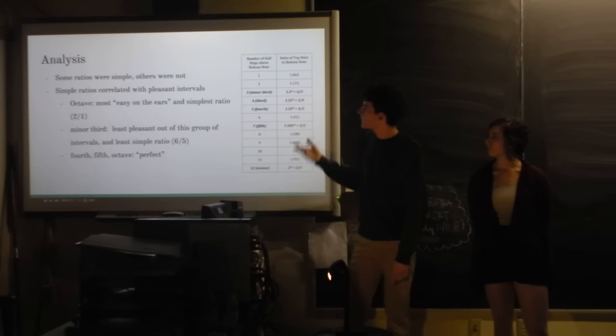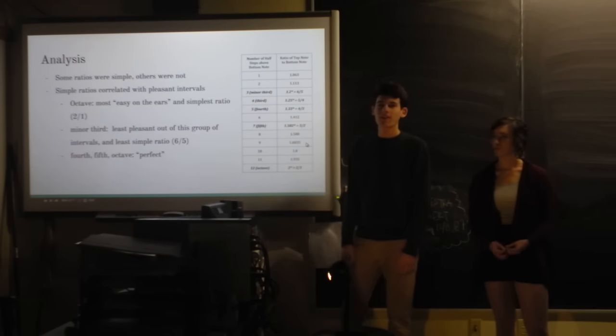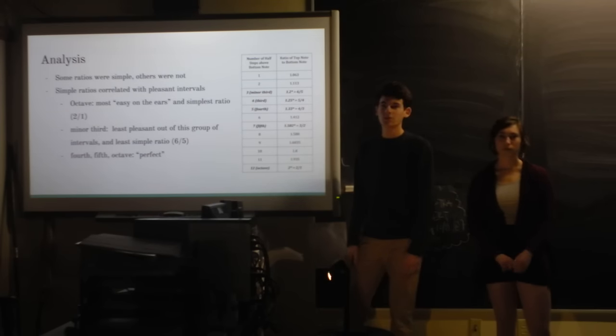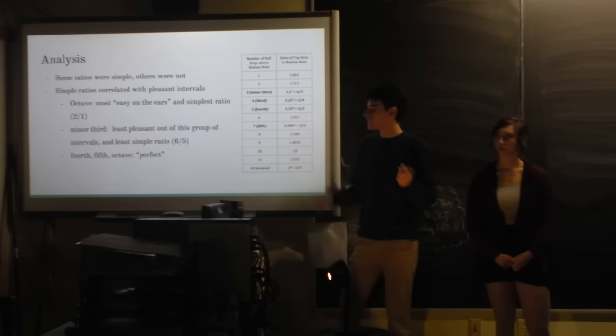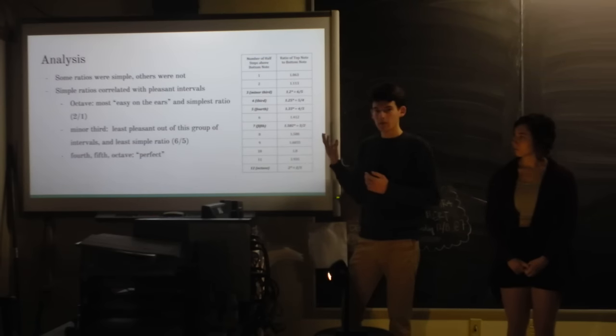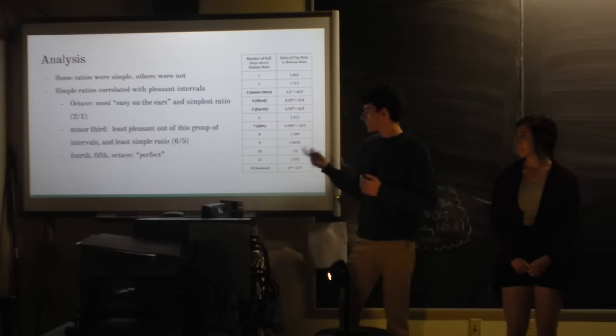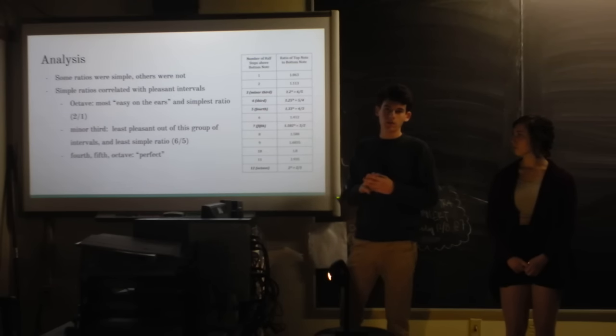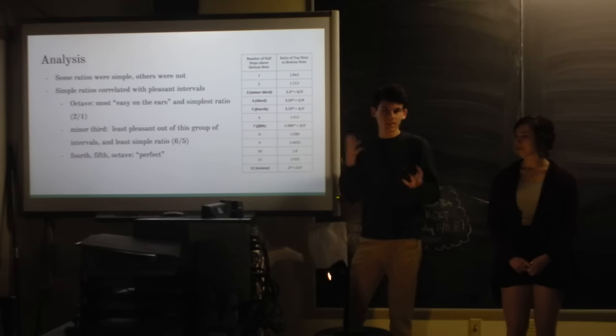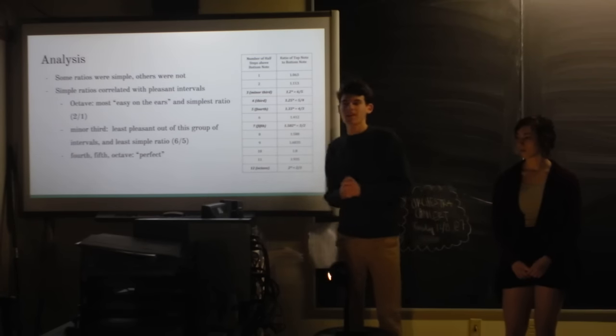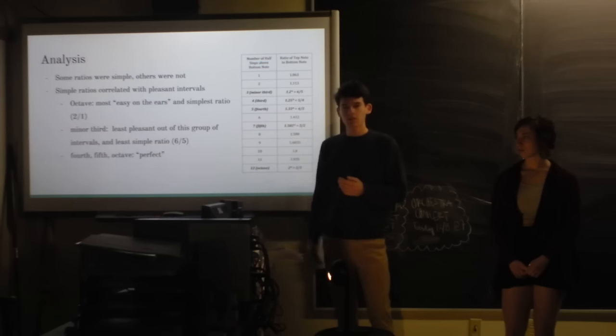So we noticed that the simple ratios correlated with intervals that are pleasant to the ear. In fact, the three simplest ratios were for intervals of a 4th, 5th, and octave, and those are commonly regarded as the easiest intervals on the ear because they're called perfect intervals, which I thought was interesting because they happen to have the simplest ratios.